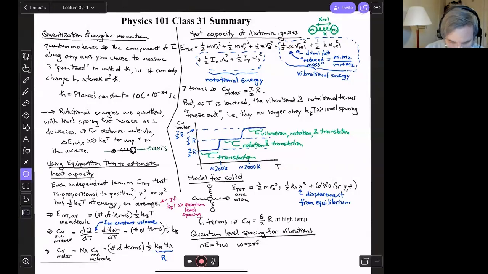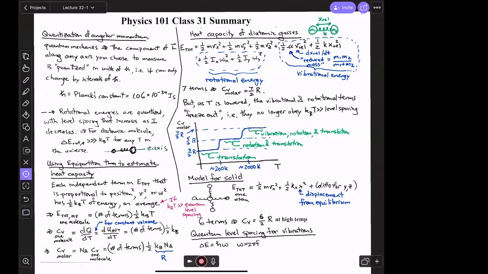So last time we talked about how quantum mechanics tells us that the component of the angular momentum along any axis that you choose to measure is quantized in units of h bar. And so we showed that that means that the rotational kinetic energy is also quantized, and that the smaller the moment of inertia, the bigger the energy spacing between those quantum levels becomes.